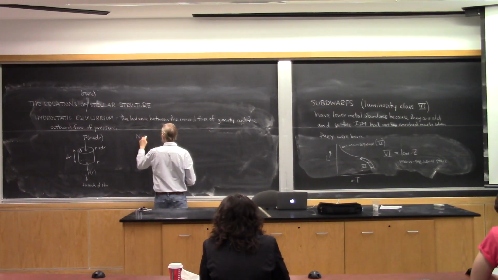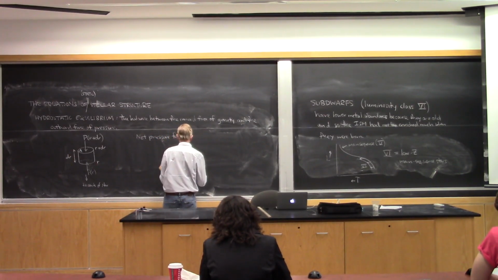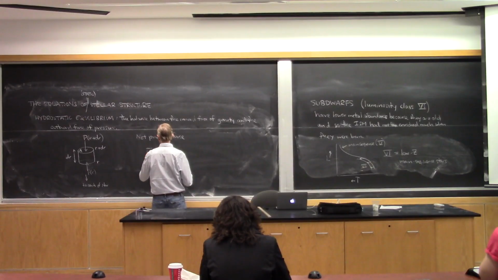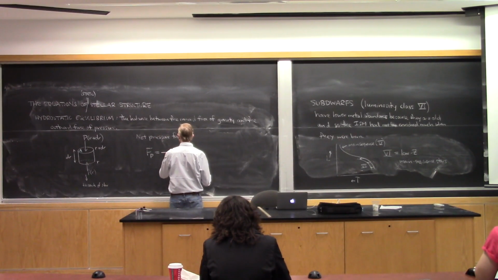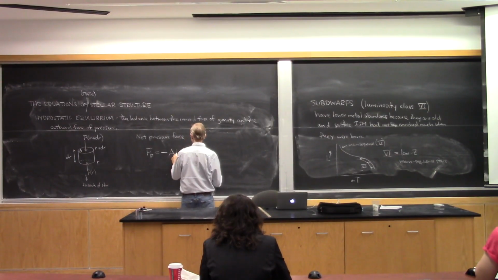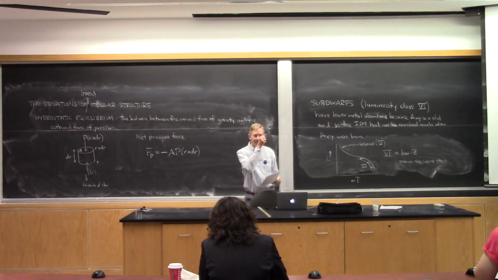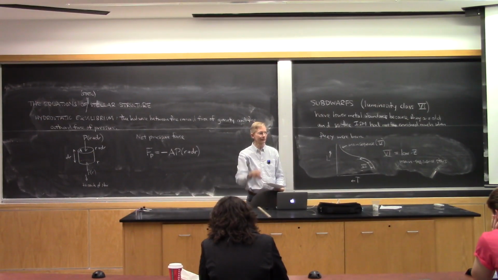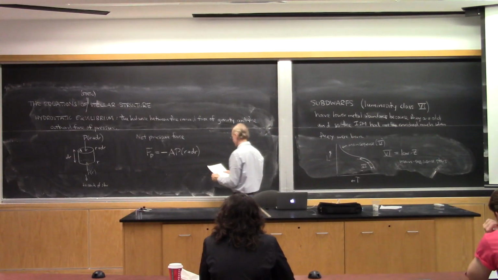Net pressure force, we'll call it F sub P, will be minus A, the area, times P of R plus dr. Why is it a minus sign? Because it's pushing down, right? And R is increasing upwards. So it's minus A, P of R plus dr.